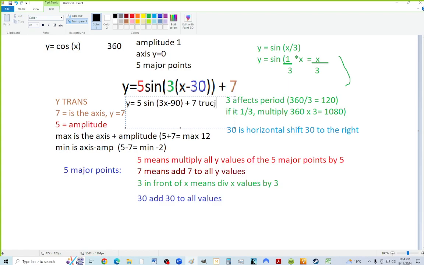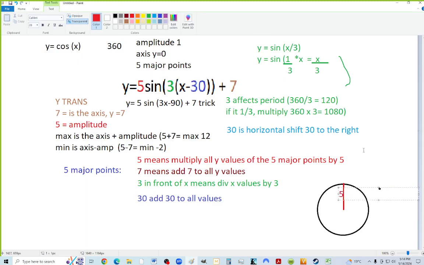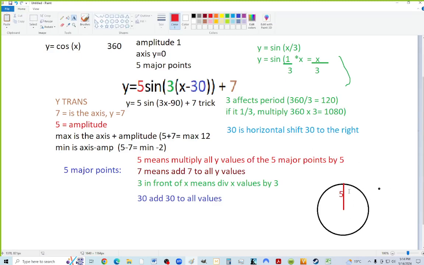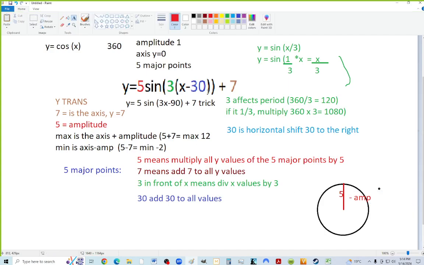Are you done yet? Yes. Okay, now the reverse is true. If I look at my 5, my amplitude is 5. That means if I have a wheel with a radius 5, that's where I would put the amplitude. So any radius of a wheel would go at amplitude. So radius of a wheel is amplitude.